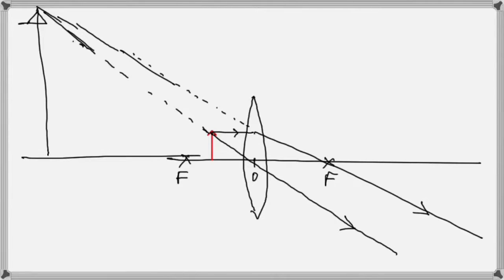But what's important is, what kind of image is this? Is this real or virtual? Virtual. Do you see that it's an upright image? Only virtual images are upright. That's another point you have to note down. If an image is upright, it's virtual, whether it's a mirror or a lens.